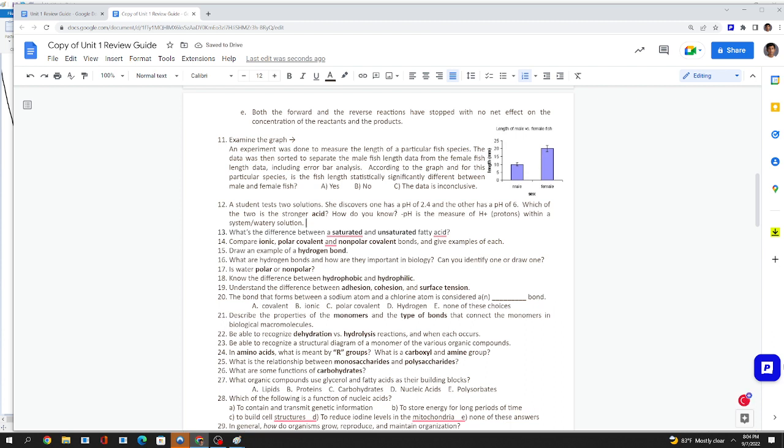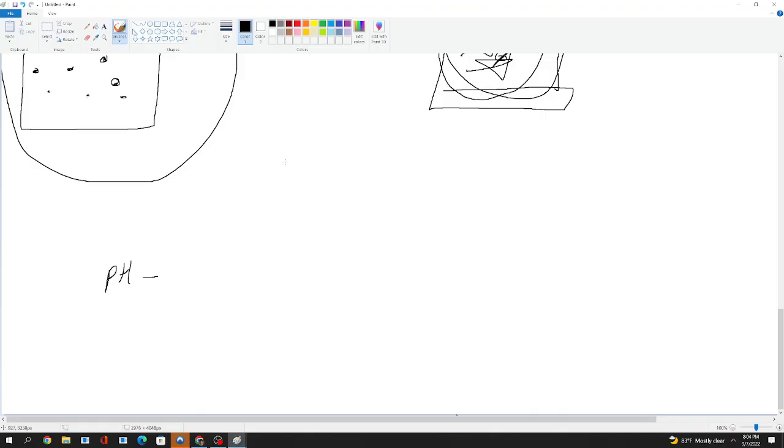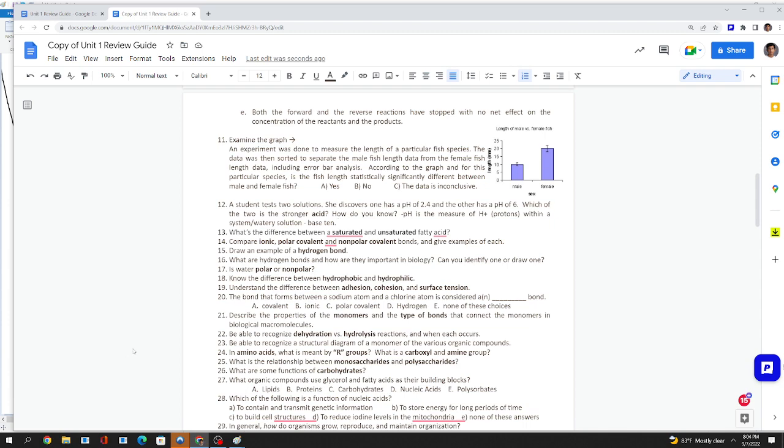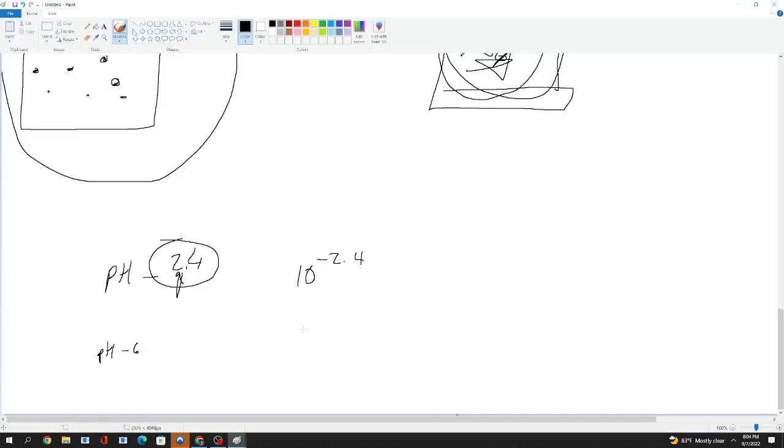And it's base 10. So when I have a pH of 2.4, that actually means 10 to the negative 2.4. Because if you want to calculate pH, you have to go to a base 10 system, so this always becomes the exponent of it. Then I have a pH of 6. That would become 10 to the negative 6. If I had a pH of 7, which is net neutral, I would have 10 to the negative 7.